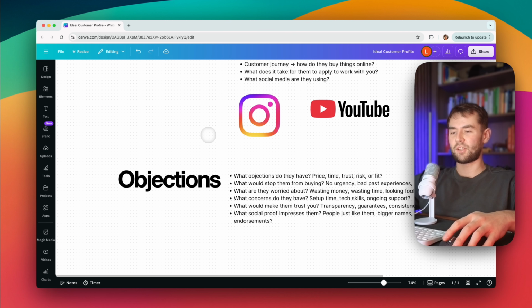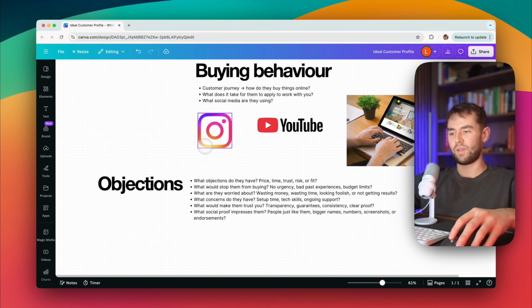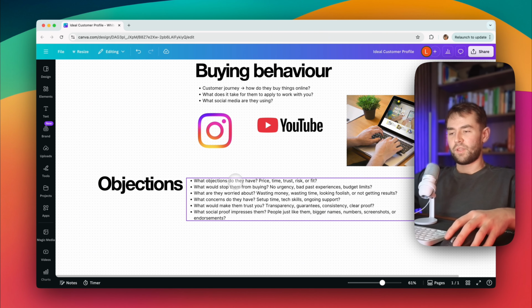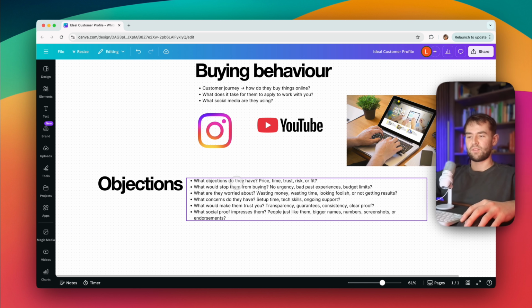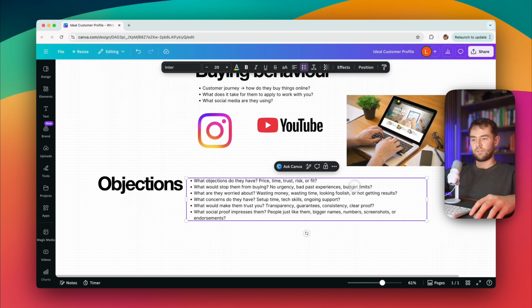And then looking at objections as well, so this fits into buying behaviour. What things will they object to which are going to stop them from buying? So bad past experiences, maybe they want to know the price, maybe they don't trust you, maybe they're worried about how long it's going to take or if they're going to be a good fit. All these sorts of things are good to think about.